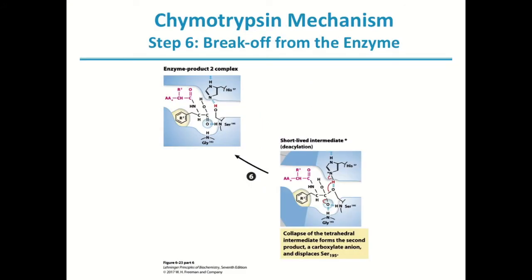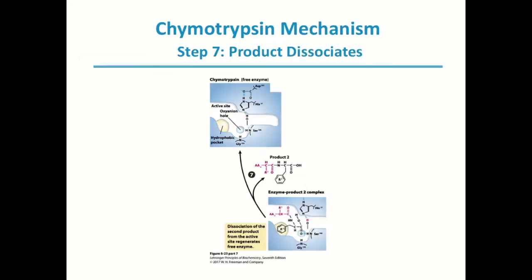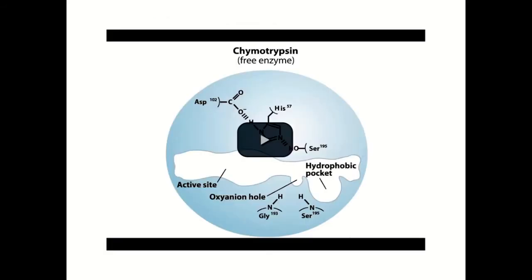In this step, the tetrahedral intermediate collapses. So a lone pair on the negatively charged oxygen comes down and reforms the carbonyl and breaks this bond here, releasing the substrate from the enzyme. And in the final step, the product dissociates from the enzyme. So I'm going to show you the animation here for that mechanism.